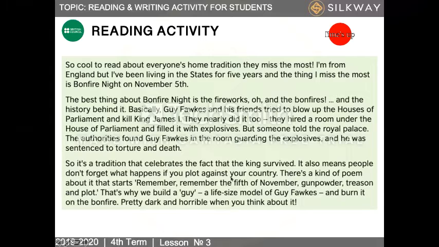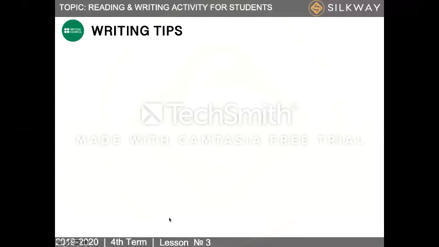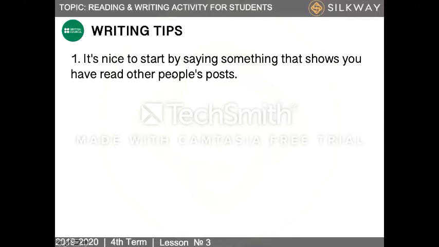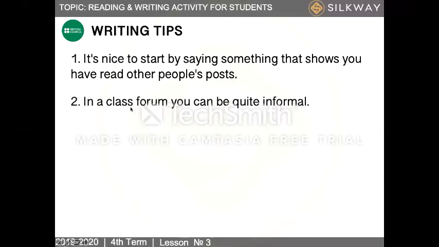So this is our text for today. This is an example of a post in a class forum. Now, let us proceed with the writing tips. How can we write a good commentary or post in a class forum? We have the following tips. 1. It's nice to start by saying something that shows you have read other people's posts. Next one, in a class forum, you can be quite informal.